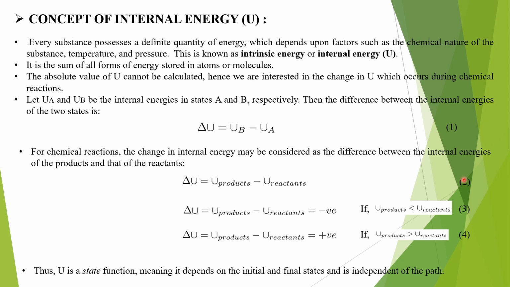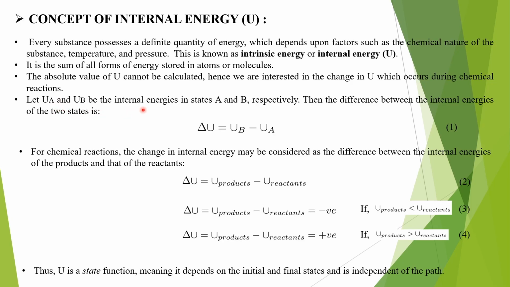Then the concept of internal energy. So, what is internal energy? Every substance possesses a definite quantity of energy which depends upon factors such as the chemical nature of the substance, temperature and pressure. This is known as intrinsic energy or internal energy. It is the sum of all forms of energy stored in atoms or molecules. The absolute value of internal energy, which we denote as U, cannot be calculated. Hence, we are interested in the change in internal energy which occurs during chemical reactions. So, we focus more on the change in internal energy rather than the absolute value.